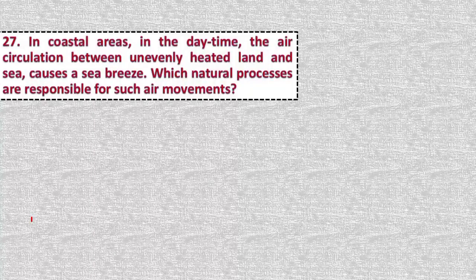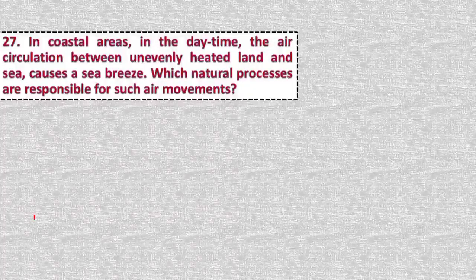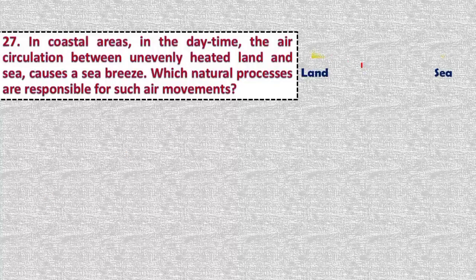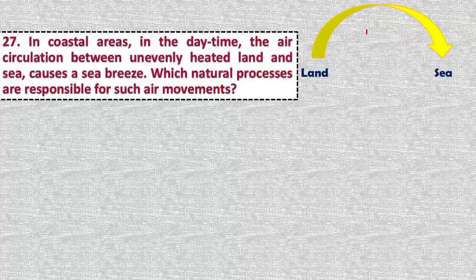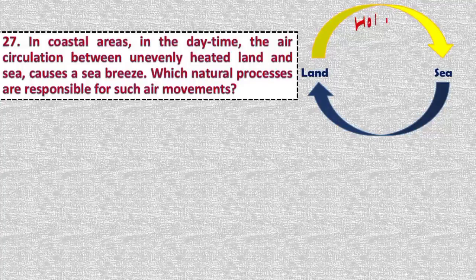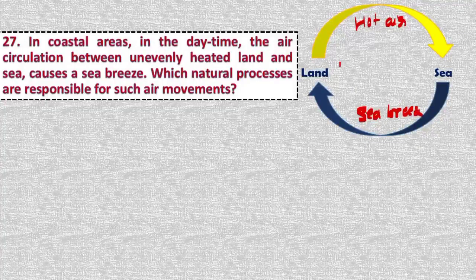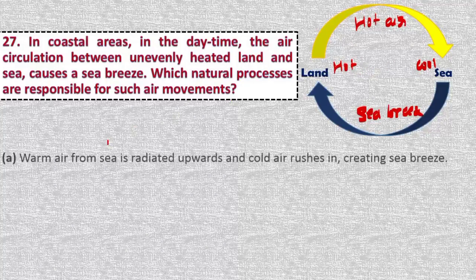Here is the next question. In coastal areas in the daytime, the air circulation between unevenly heated land and sea causes a sea breeze. Which natural processes are responsible for such air movements? As we just saw, during daytime the hot air from the land moves towards the sea and the cool air from the sea moves towards the land. We call it a sea breeze. Therefore, let us see what the options are.